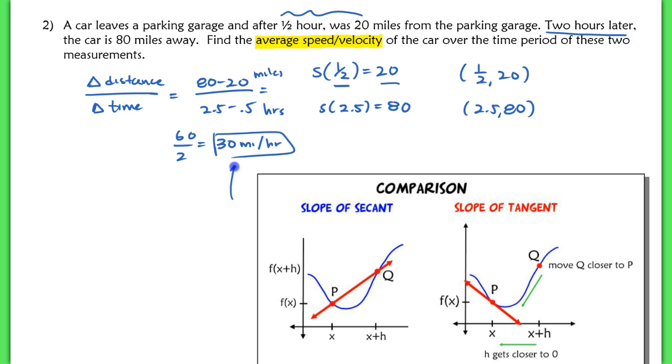Now, this velocity here, we're not saying that this is a constant velocity. The car did not travel 30 miles per hour the entire time. It's just that on average, its velocity was 30 miles per hour. In fact, if you wanted a more accurate velocity, in other words, if you wanted to know what the car was traveling at, let's say, an hour and a half after it left the parking garage, then we're going to have to do something a little bit different than just finding the average rate of change or the average velocity.